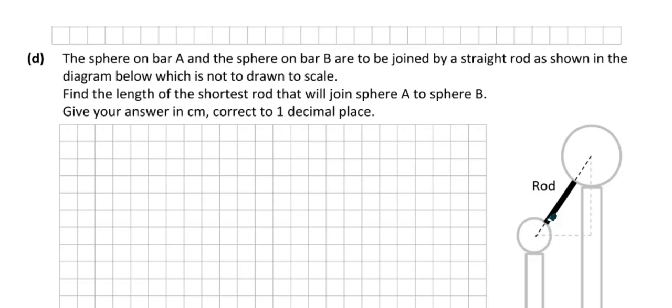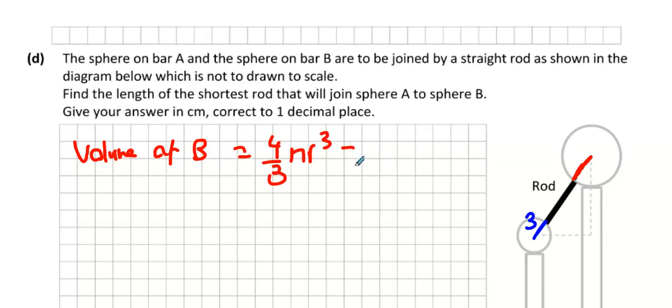We're going to go back to sphere A. What was the radius of sphere A? Did they ever give it to us? The radius of sphere A was 3. So see that blue line? That's 3. Okay. Very first question. Can anybody tell me the volume of sphere B? Volume of B is 4/3 pi r cubed.